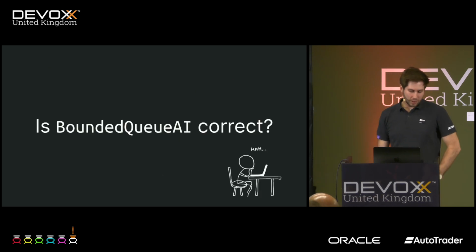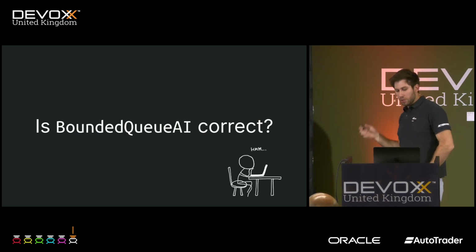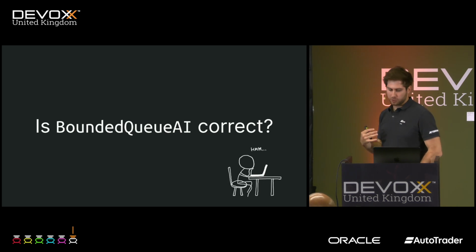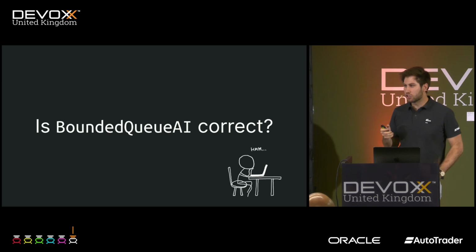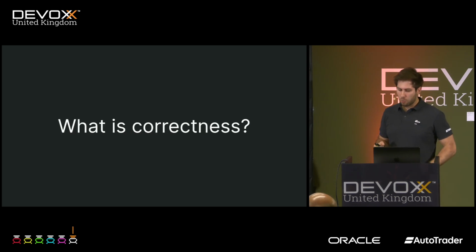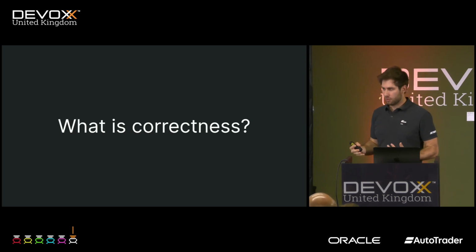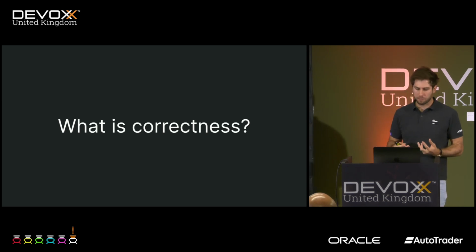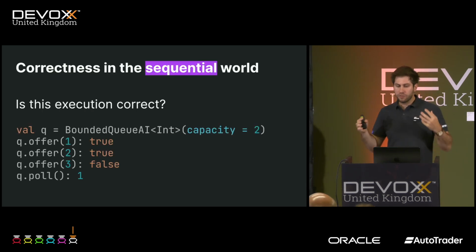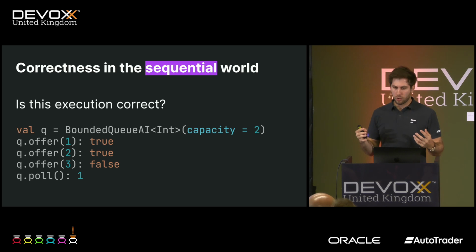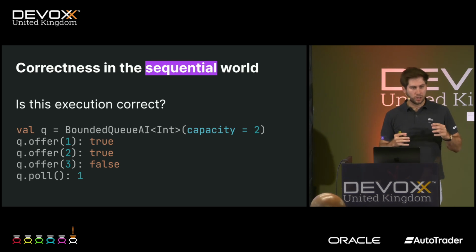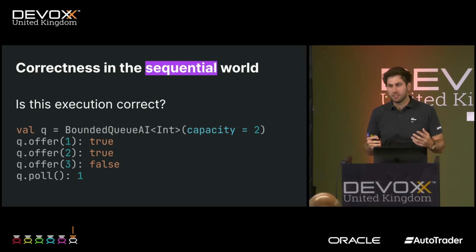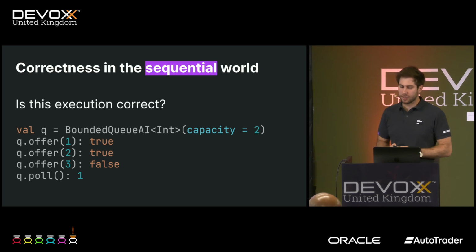But when we ask ourselves whether this implementation is correct, we first of all need to decide what we expect by correctness. If we live in the sequential world, then we know the queue semantics, and we can easily reason whether the specific execution is correct or not.